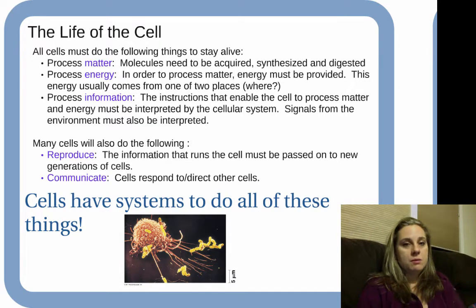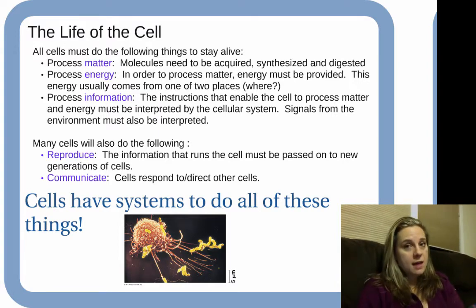And we also need to be able to process information. So instructions that enable the cell to process the matter and energy have to be interpreted by other cellular systems. It's like a big game of telephone. I don't even know if you guys know that game of telephone, but anyway, it's a huge game of telephone as information is being passed from one system to the next. So that needs to happen.